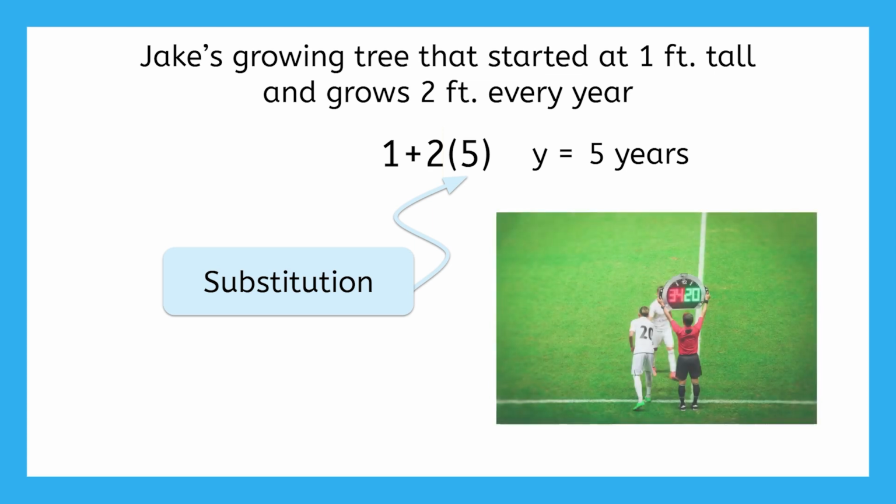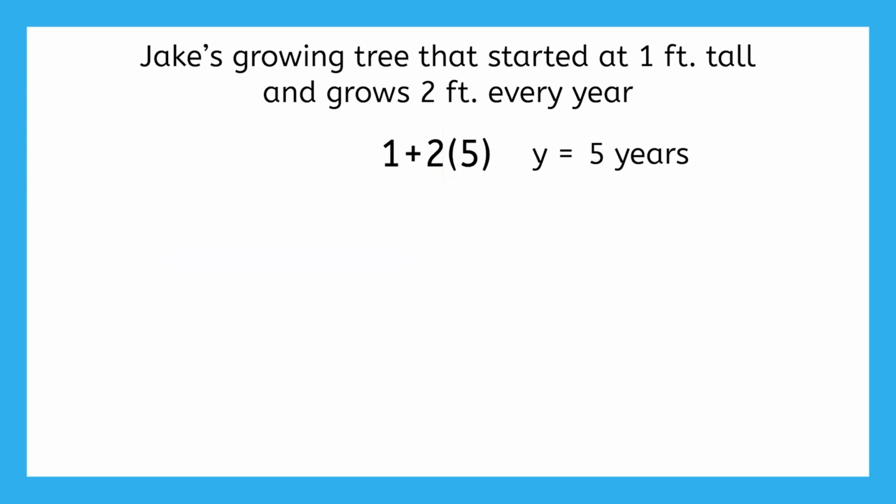It's like a sports substitution. One player leaves and another replaces them. Similarly, y came out and subbed 5 in. Okay. Now we have the expression 1 plus 2 times 5. Notice the 5 in parentheses? It shows multiplication between 2 and 5. Parentheses group things together, but they can also show multiplication, like 2 times 5.